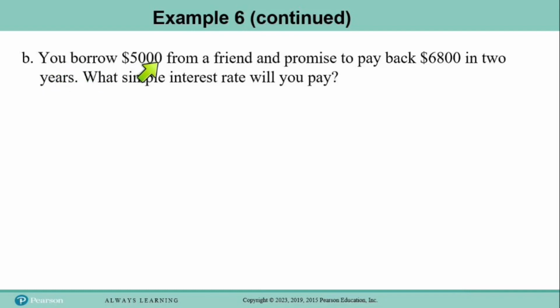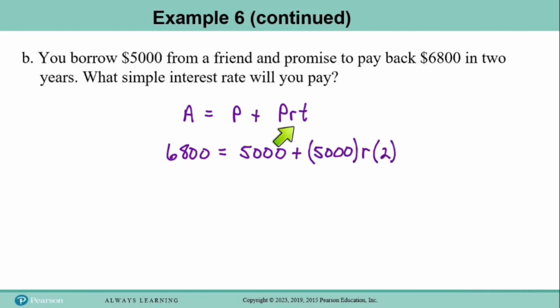It says you borrow $5,000 from a friend. You promise to pay back $6,800 in 2 years. What simple interest rate will you pay? And I'm going to start with that first variation of the future value formula. So I've got A equals P plus PRT. Now substituting in the future value of the loan, that would be the $6,800, and the principal, the present value, would be the $5,000, and then PRT would be 5,000 times R times 2, because the time is 2 years.